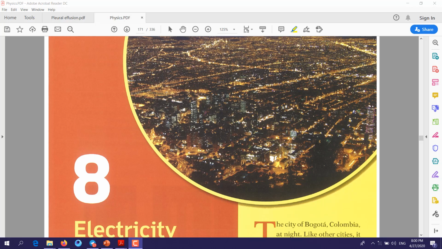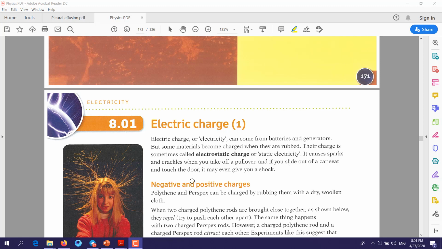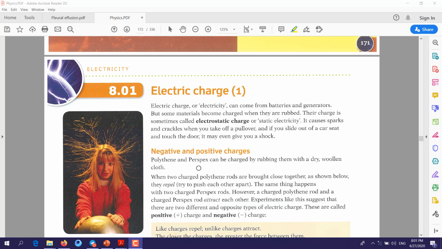Hello everyone. Today we will start with a new unit, Unit 8. Unit 8 is about electricity. First lesson, 8.1. 8.1 is about electric charge. Electric charge, this topic you already studied in grade 9, when we studied static electricity.